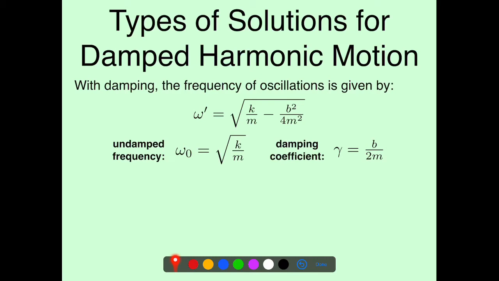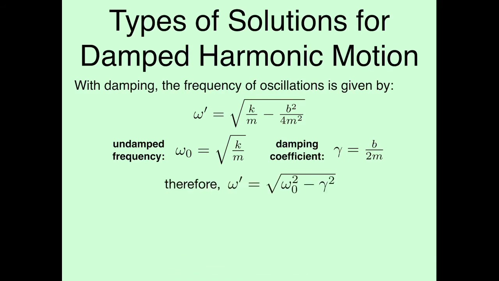So notice how in the formula for omega prime, we have omega naught squared right here, and then we have gamma squared right here. So basically, we can write this in a simpler way. Omega prime, which is the frequency of the oscillations with damping, is equal to the square root of omega naught squared, where this is the undamped frequency, minus gamma squared, where gamma is the damping coefficient. So basically, gamma tells you how important damping is. If it's a large value, then there's a lot of damping. If it's a small value, then there's not that much.